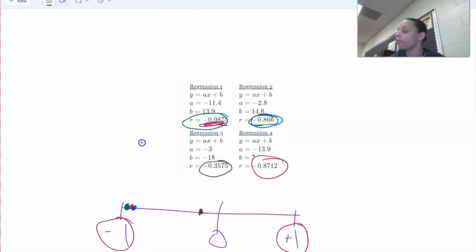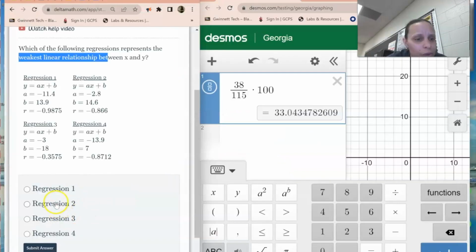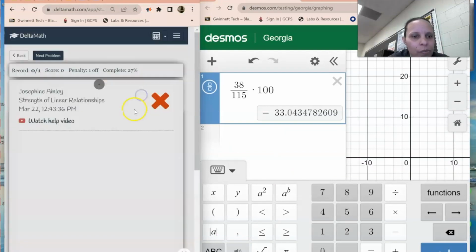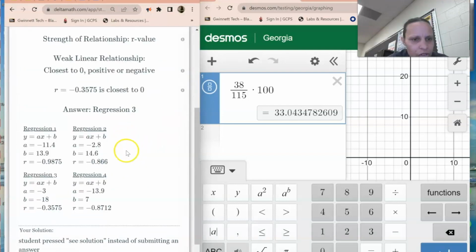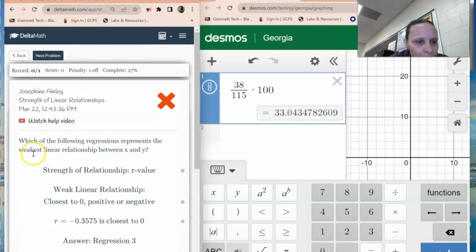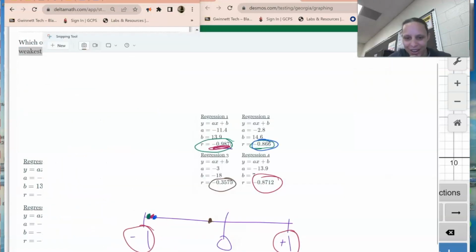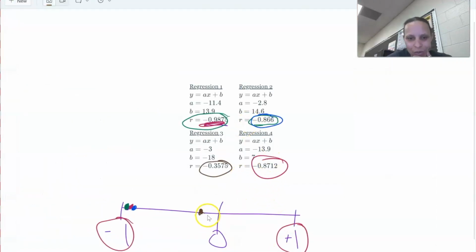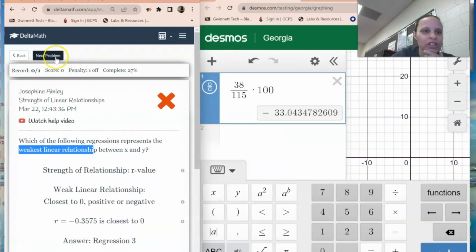So which one is closest to positive and -1? From here on out, I'll just do it. So again, that's going to be regression 1. Oh, I need to get it wrong so I can do a couple. Ooh, regression 3. What did I miss? Oh, was it weak? Oh, y'all, please read the question. Which one has the weakest? Going back to my number line, my bad. Please read the question. The weakest one is the brown one, 0.35. So that's going to be regression 3. So make sure you do read the question.